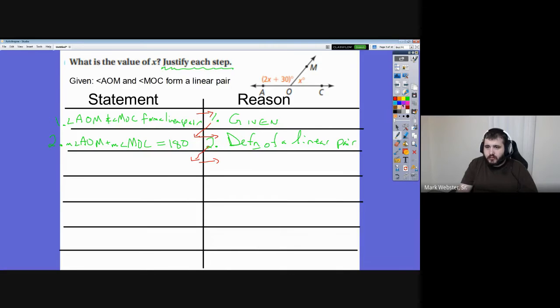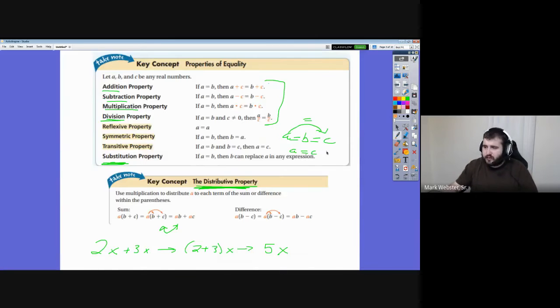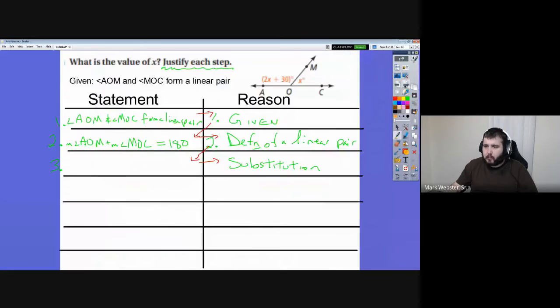So look, what's our next thing that we can say? Well, we know that these two angles add up to 180. What are these two angles? What is the measure of angle AOM? Isn't it 2x plus 30? Isn't that what it says here? So our third step can be, well, let's take these angles and let's replace them. Let's plug stuff in by substitution, right? That's what we were just talking about in this previous step, the substitution property. Anywhere you see something, you can replace it.